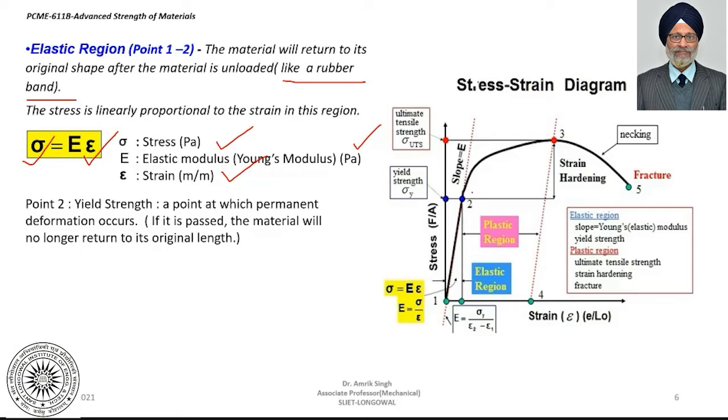Point 2 is known as the yield strength. It is the point at which permanent deformation occurs. If it is passed, then the material will no longer return to its original shape. So it is a stress diagram in the elastic region.